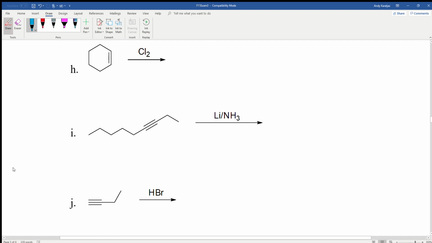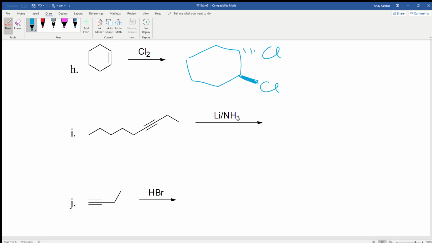Part H, we have a halogenation reaction, which means we're adding one of each halogen to each of the carbons of the double bond. So each carbon of the double bond will get a chlorine. The other important piece of this reaction to remember is that the addition happens so that the halogens end up in a trans orientation.